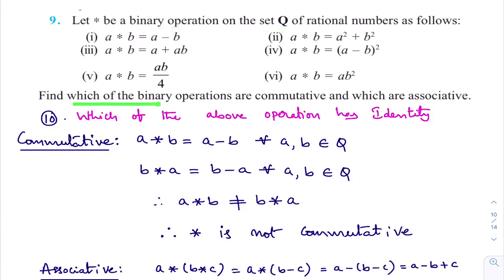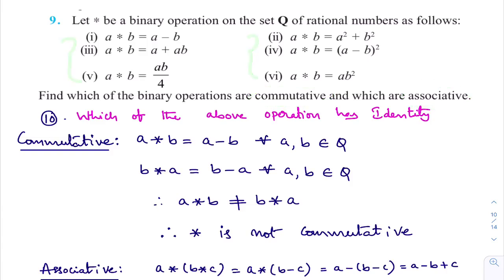Find which of the binary operations are commutative and which are associative. So in all these 6 bits we need to check commutative and associative. We did the same type of problem in question number 6 also. Question number 6 also looks like this. We need to check commutative, associative. So here I'll check the commutative property and associative property for all the given 6 bits.